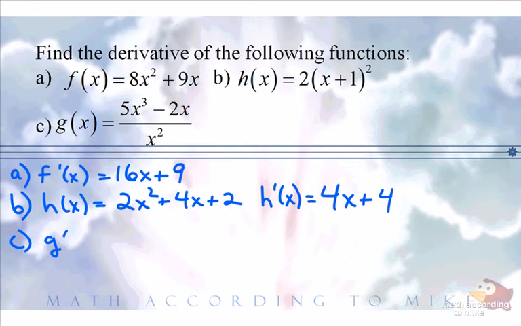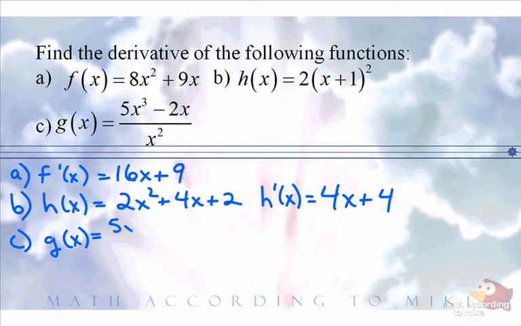Part C. Again, we have to rewrite g of x here. How do we do this? To quote a song from the 90s, no, you got to keep them separated. We have to break it up.